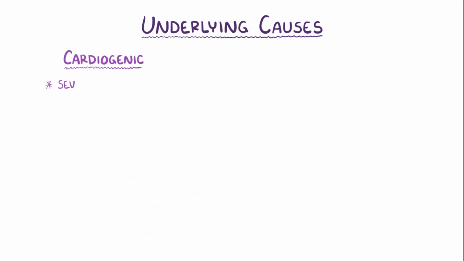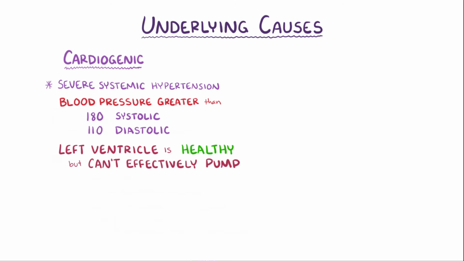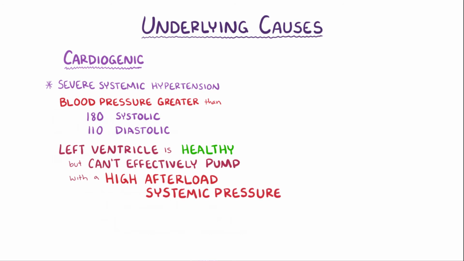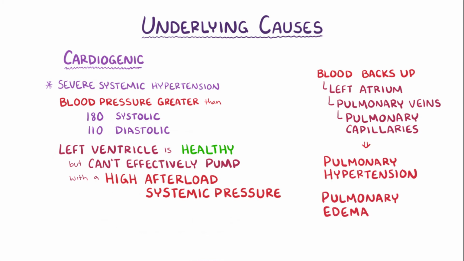Another cardiogenic cause is severe systemic hypertension, specifically a blood pressure that's greater than 180 systolic or 110 diastolic. In this situation, the left ventricle is healthy but simply can't effectively pump blood in a system with such a high afterload. In other words, under conditions with such high systemic pressures. Once again, blood starts to back up into the left atrium, pulmonary veins, and pulmonary capillaries, ultimately leading to pulmonary hypertension and pulmonary edema.